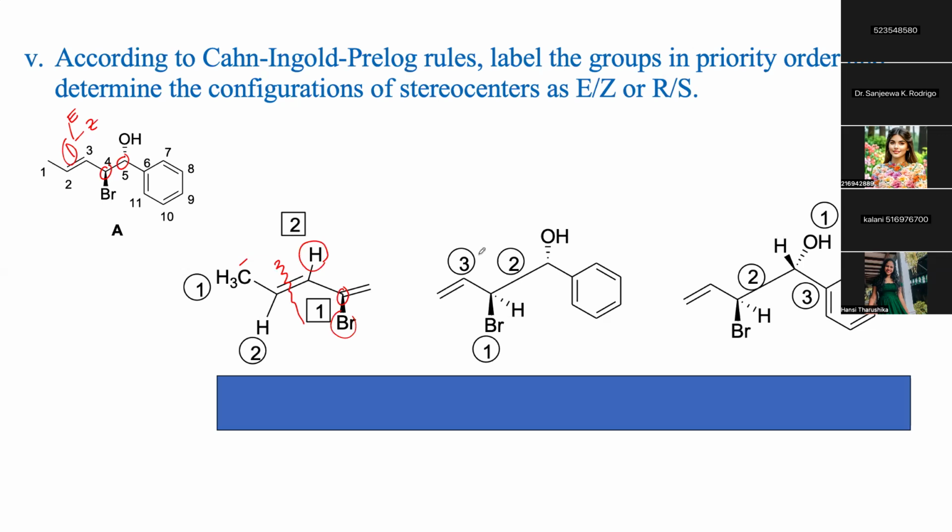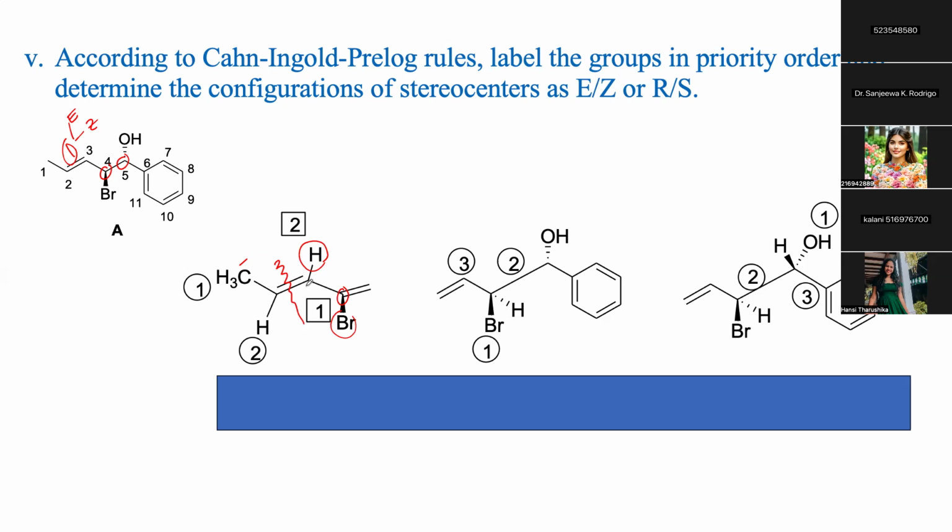Now you can see the least priority groups are diagonal from each other, and also the highest priority groups are diagonal. So what is the configuration when you have that scenario?